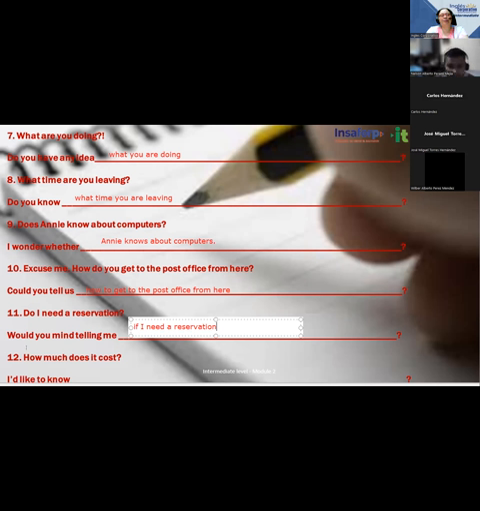Number 12. How much it costs. Correct. It costs with letter S at the end, right? How much it costs. Okay. Aquí no lleva. Mire. Question mark. Because it's an affirmative introductory phrase.